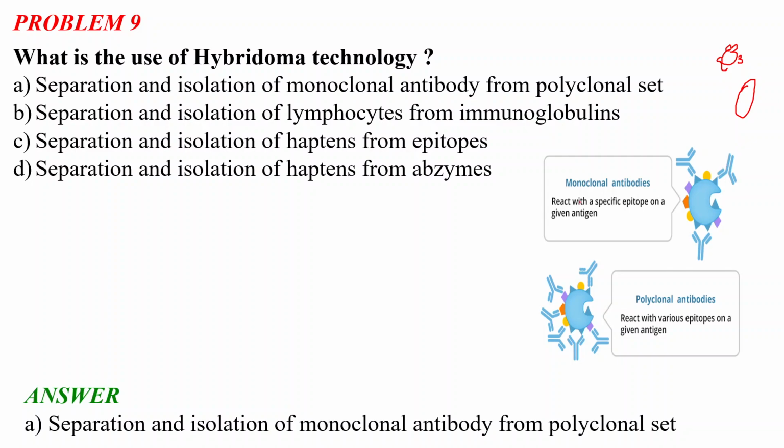If the antibody is binding to a specific epitope of the antigen, it is called a monoclonal antibody, and if it reacts with various epitopes on a given antigen, it is called a polyclonal antibody. So, this is the difference between monoclonal and polyclonal antibody. In a polyclonal set of antibodies, there are several monoclonal antibodies, and to separate and isolate a monoclonal antibody from this polyclonal set, hybridoma technology is used.